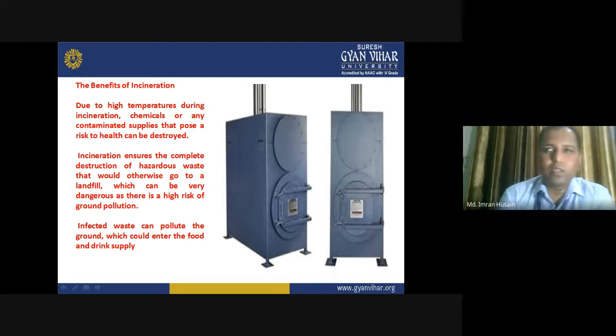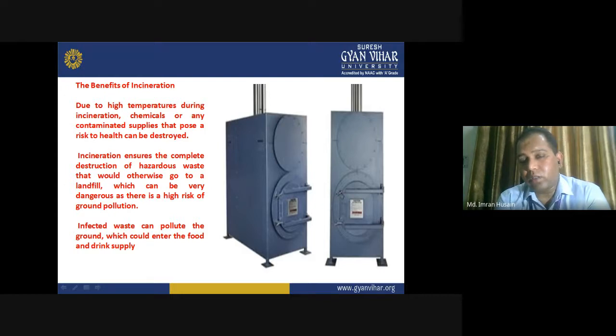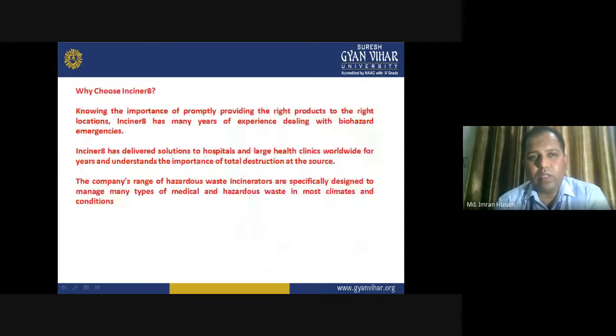In landfills, the waste material can seep into the Earth's surface and reach the water table also. That can easily lead to ground pollution. Infected waste can pollute the ground, which could enter the food and drink supply. This is the main thing that I was trying to explain to you.